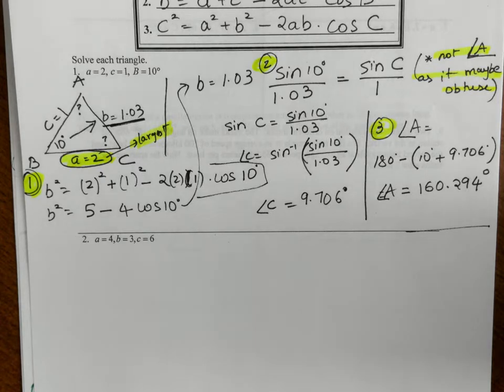Everybody okay? So this is a perfect example where you have to use law of sine and law of cosine to find sides and angles, and the sum of 180 degrees. So you use all of it to find sides and angles.